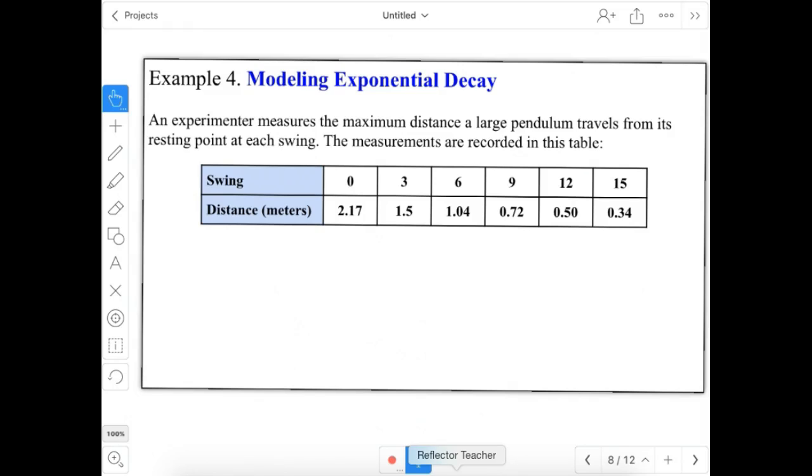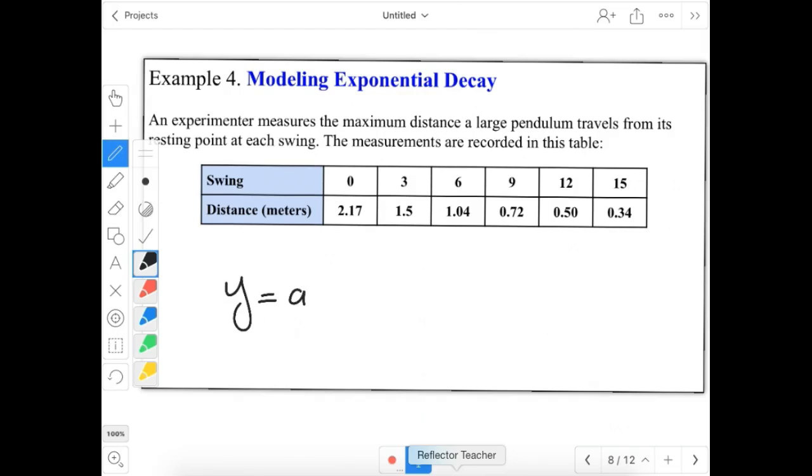So we have an experimenter measures the maximum distance a large pendulum travels from its resting point at each swing. The measurements are recorded in the table. Our initial equation for most exponentials is y equals ab to the x. So we have to work our way backwards in order to solve for those a's and b's, because our swings are all x values, and our y's are all distances in meters.